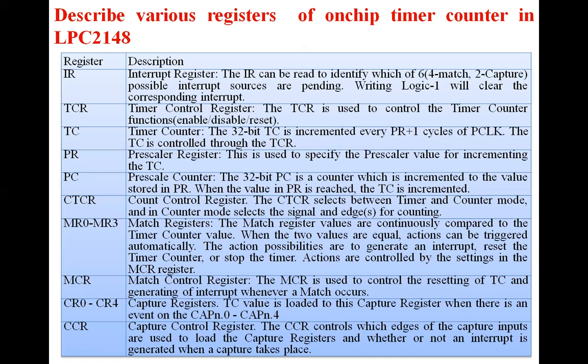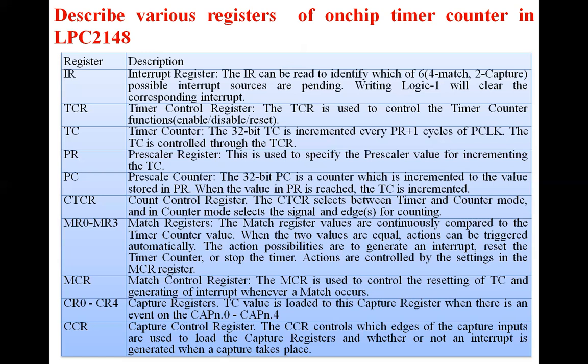TCR is the timer control register. The TCR is used to control the timer counter function. It will enable, disable or reset, as the timing or counting action is carried out. TC is the timer counter register. The 32-bit TC is incremented every PR plus 1 cycle of PCLK. The TC is controlled through the TCR.